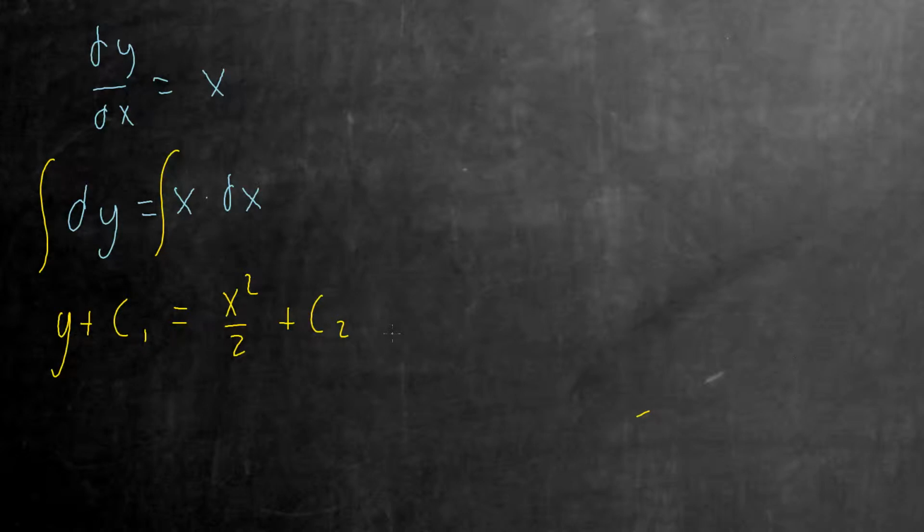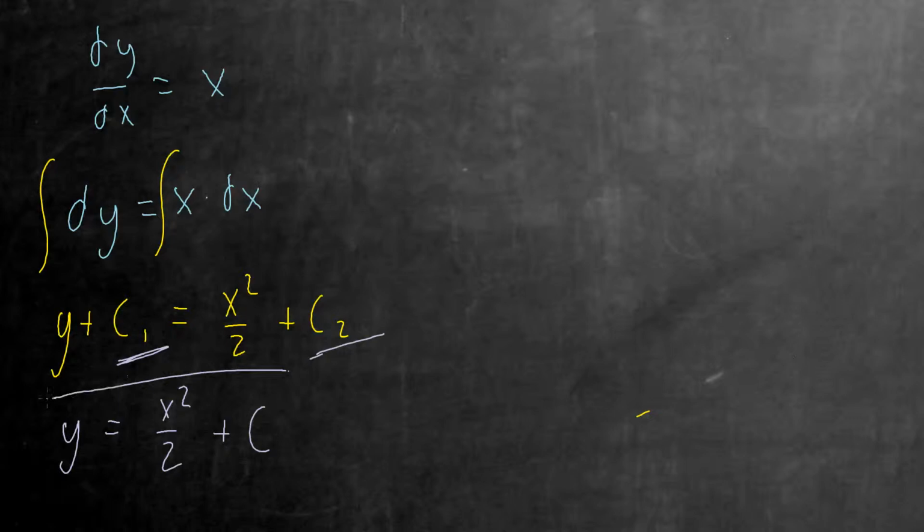And really we're done. And this is that understanding that a constant plus a constant minus a constant is always just going to be c. So we'll finish this problem as y equals x squared over 2 plus c. We don't even have to call it c3 or c whatever. It is just c. That is our answer.